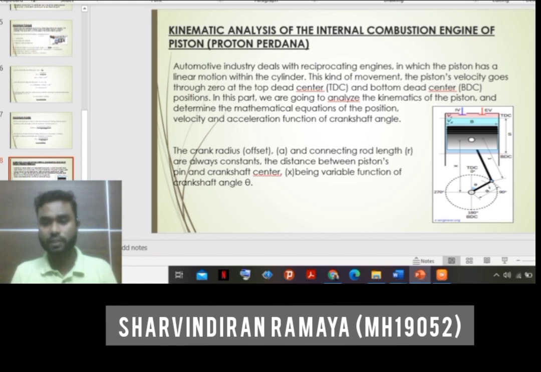You can see in the figure we provided on the right side, the crank radius A and the connecting rod length R are always constant, and the distance between the piston pin and the crankshaft center X is a variable function of the crankshaft angle.